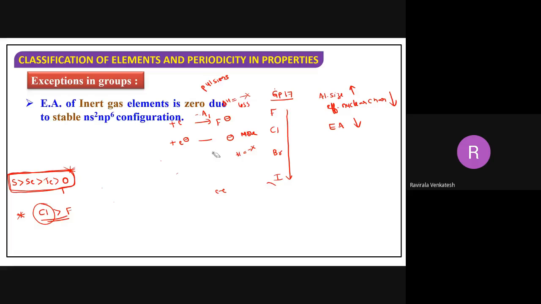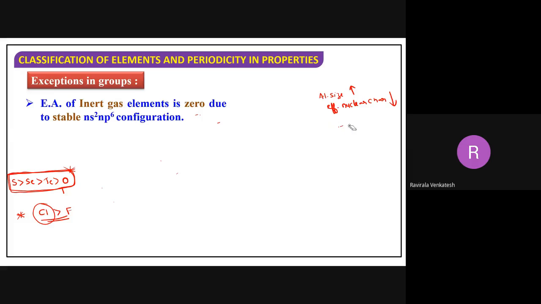Now, electron affinity of inert gases, group 18 elements, is what? Zero. I told you just now, because of what? Stable electronic configuration, because ns2 np6 is an octet configuration. So they are stable configurations. Therefore, they do not undergo any addition of electrons. So zero group elements, group 18, will have zero electron affinity.